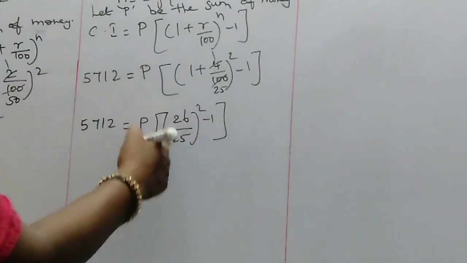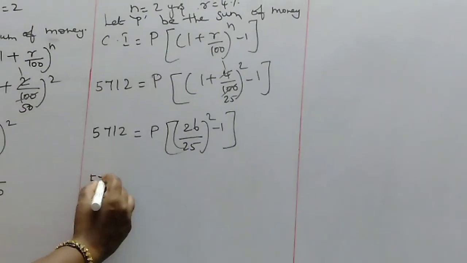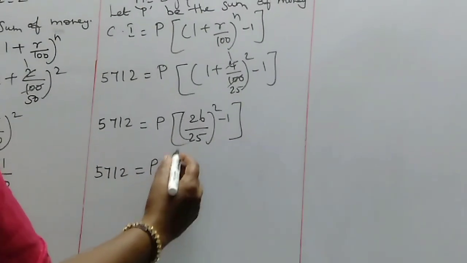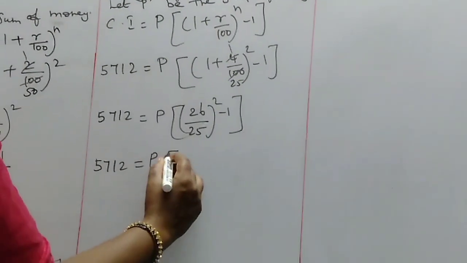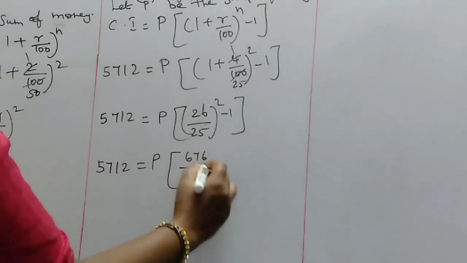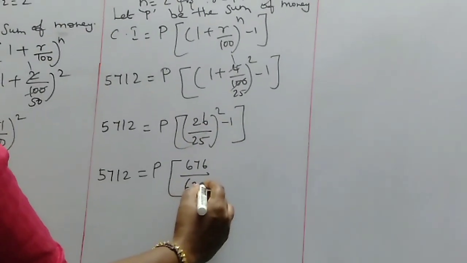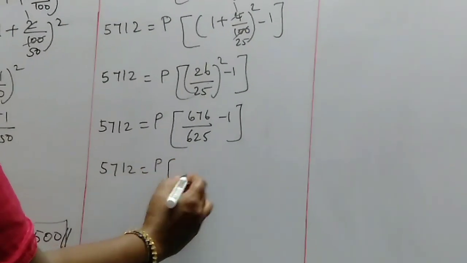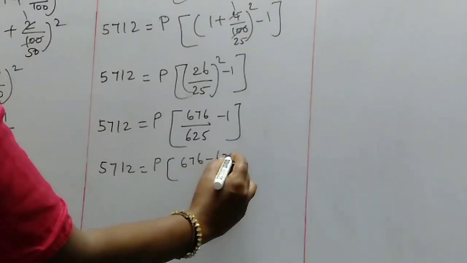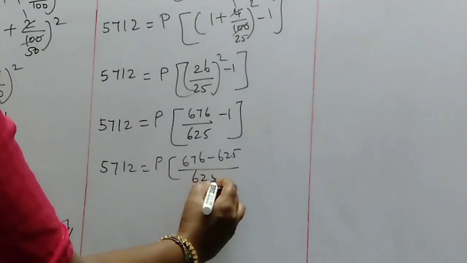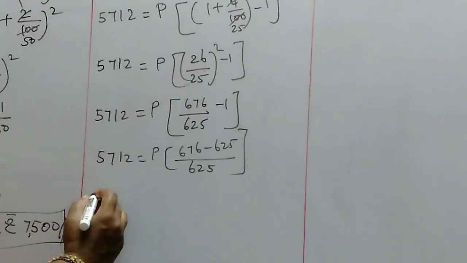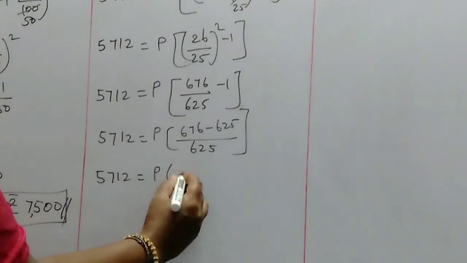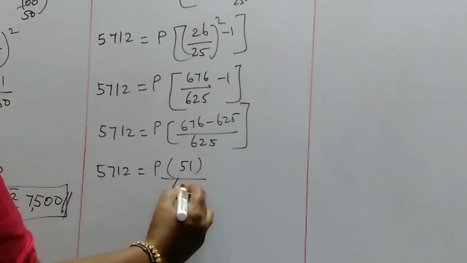We must be familiar with the square numbers to calculate the further steps. It will also make your time easier. 26 square is 676, and 25 square is 625. So what we are supposed to do here is 676 minus 625 whole divided by 625, right? So next, P into 676 minus 625, that is 51 by 625.